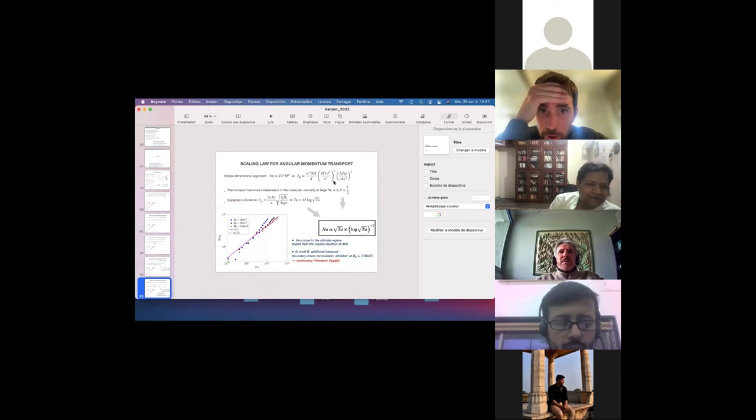But this is for the full calculation. That's my answer. So if there is some logarithmic correction if you do the calculation properly, yes. But I dropped it because it's very small. So you can think of that just by thinking about the Nusselt number, that is going down with it.